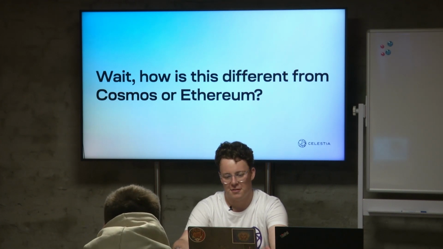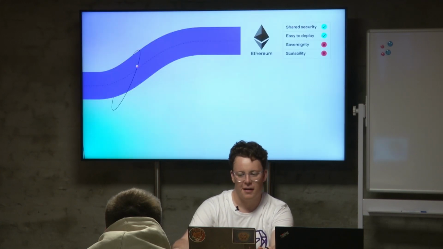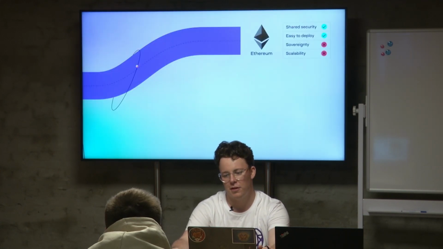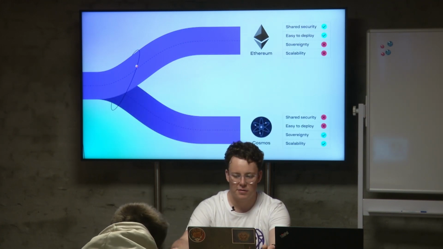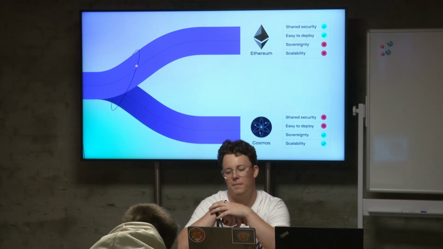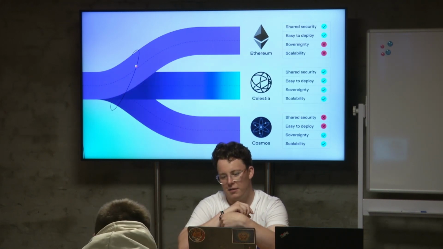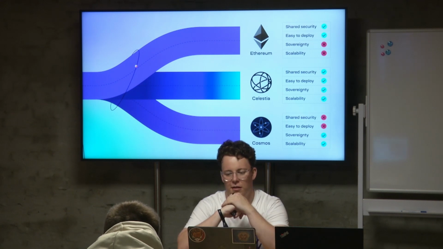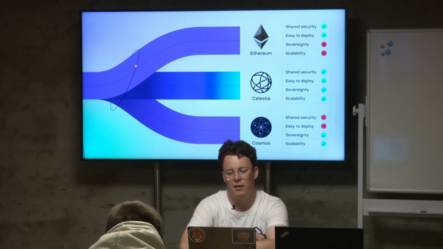And I think it's important to cover the question of how this is different from Cosmos or Ethereum. So with Ethereum, we have shared security. It's easy to deploy on, but it's not sovereign. It's not scalable. And in Cosmos, there's no shared security. It's not easy to deploy because you have to bootstrap a validator set. And it is sovereign and it is scalable. And Celestia is kind of the combination of these two, the best of both worlds, where we have shared security. It's easy to deploy. We can actually go and do it in a few clicks here on our computer. And we can also run sovereign blockchains and scalable ones.